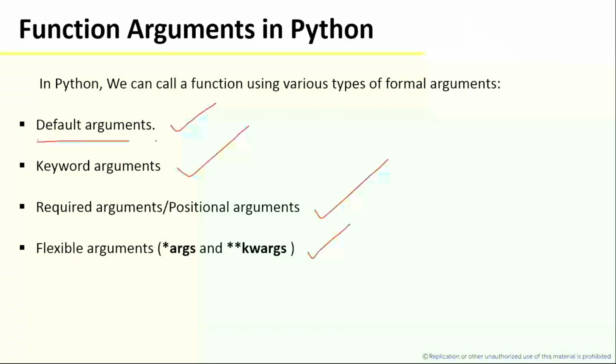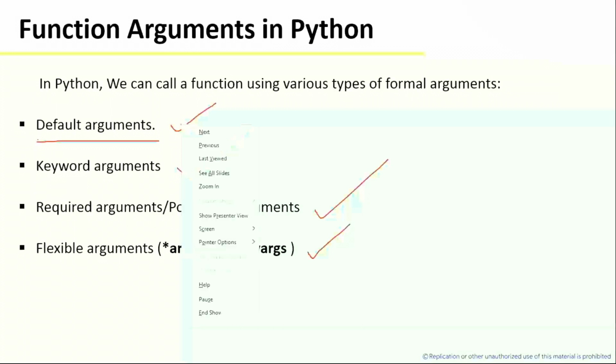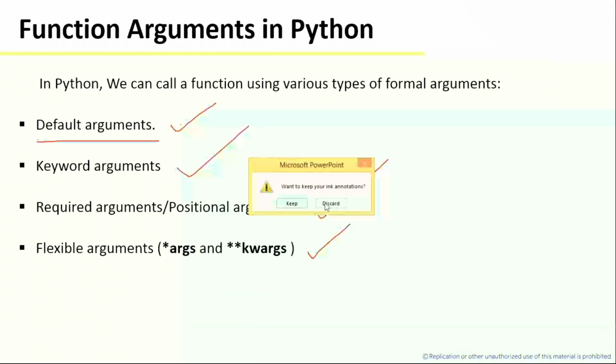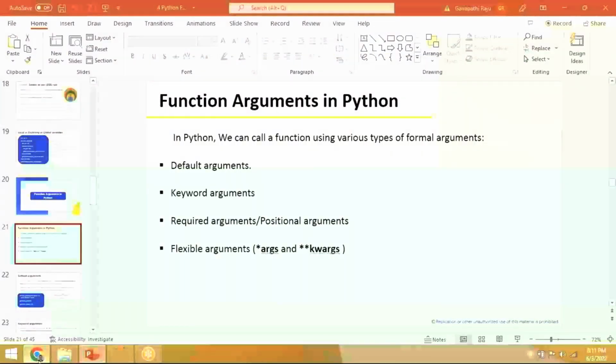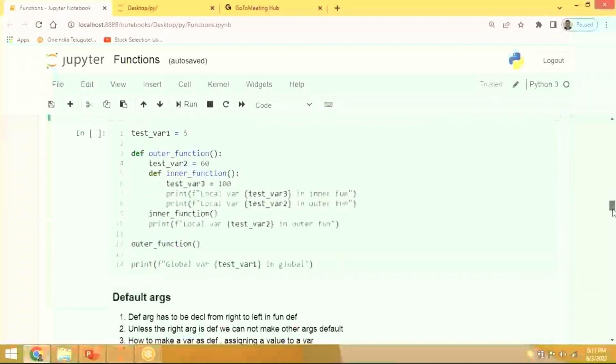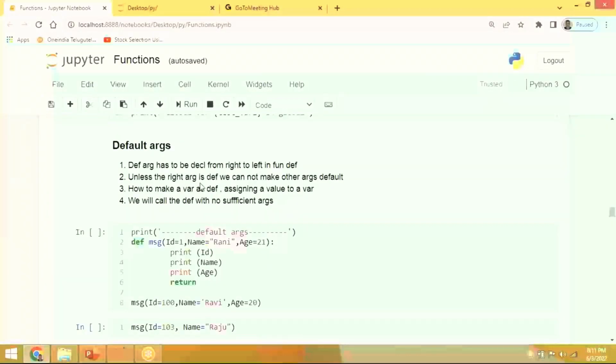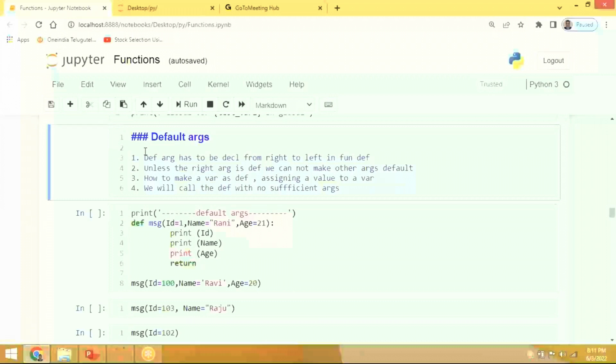Please, shall I start? Now, if I want to discuss default arguments, first let me discuss the rules for default arguments. Then I will tell you the purpose of default arguments. Here I have written the rules. The basic rule for default arguments is that in the function definition, arguments have to be declared from right to left.